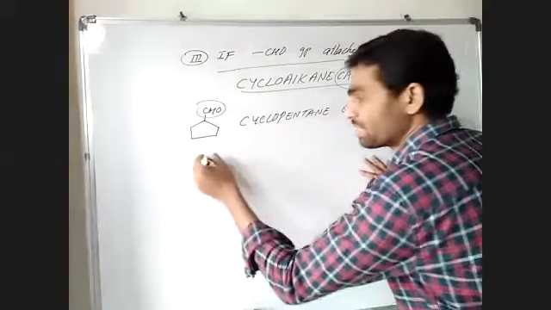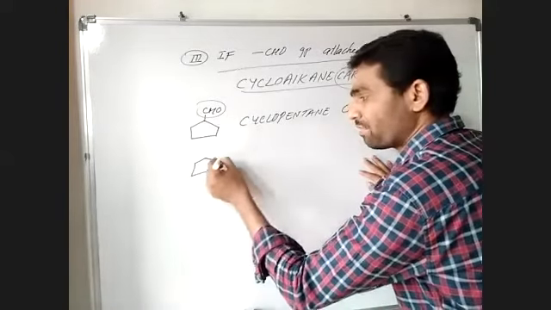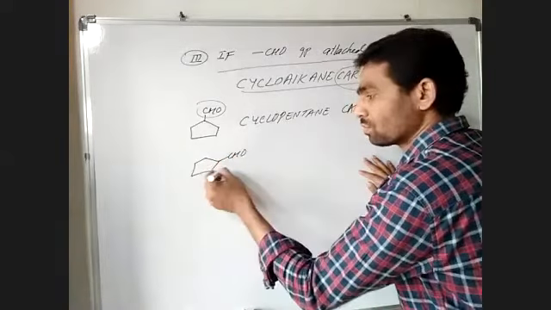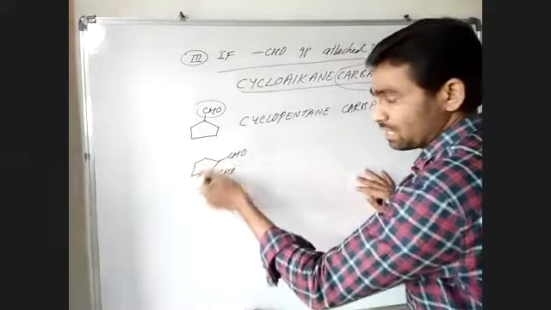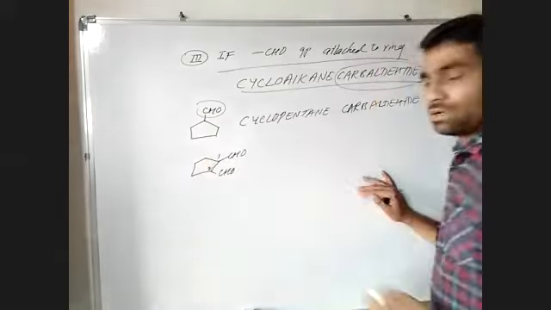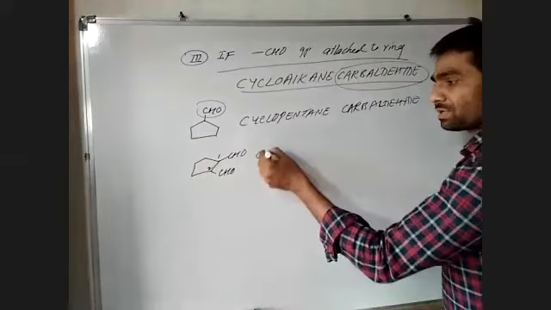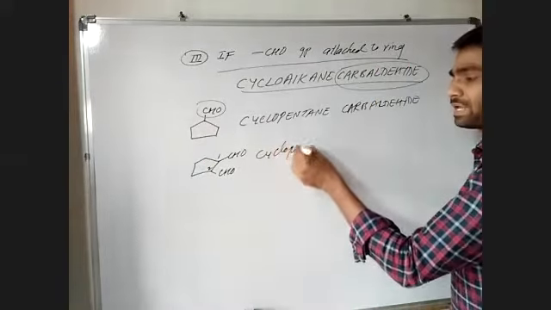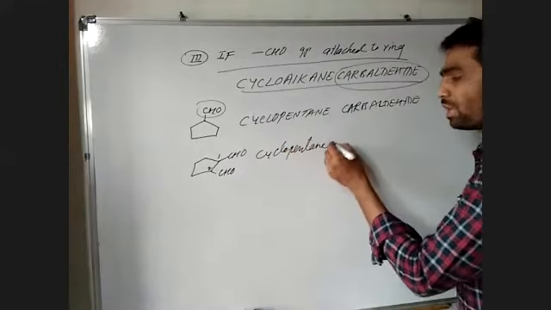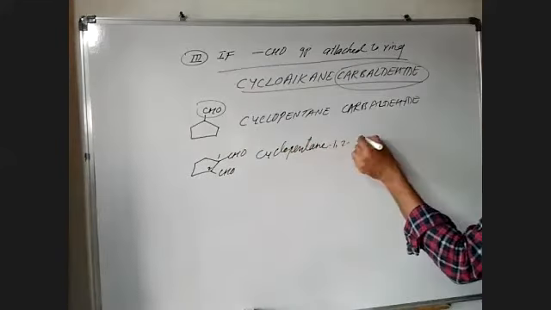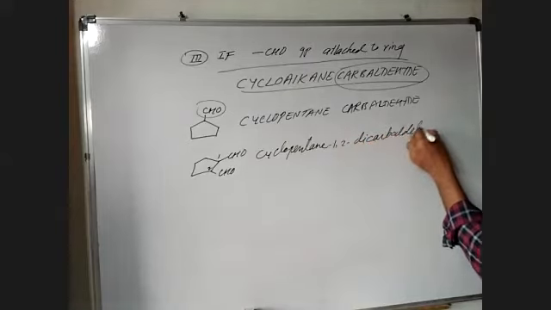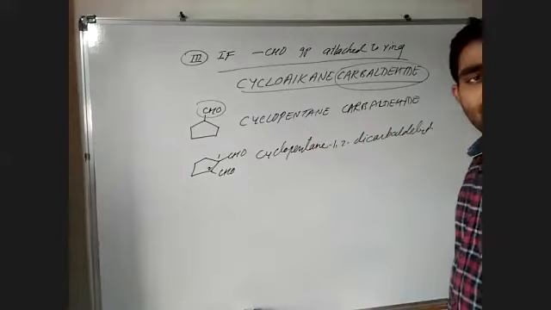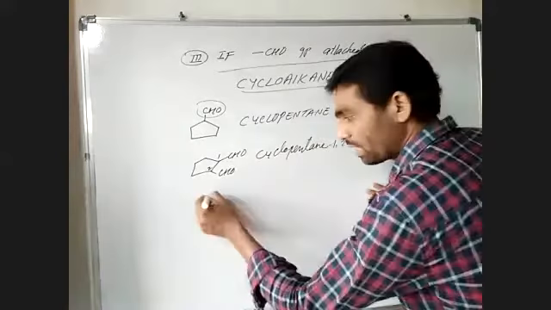What will you say if we have 2 CHO? So no need to worry. Number the ring and write it. So this will be cyclopentane 1,2-dicarbaldehyde. That's it.